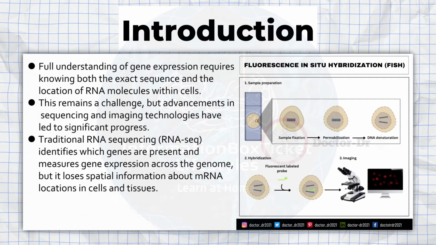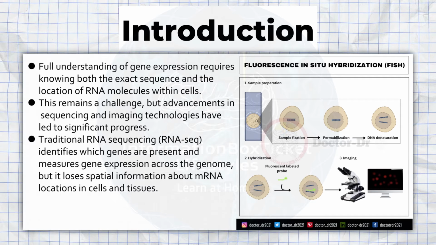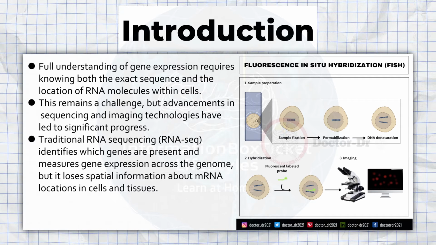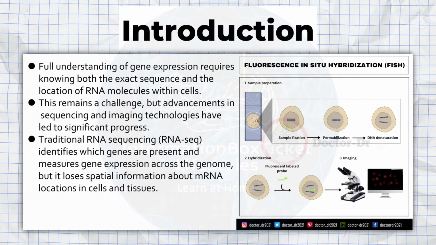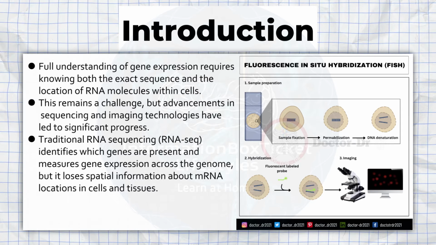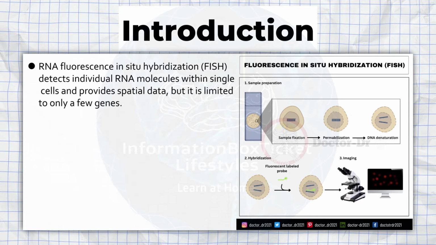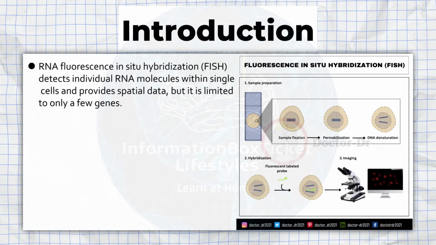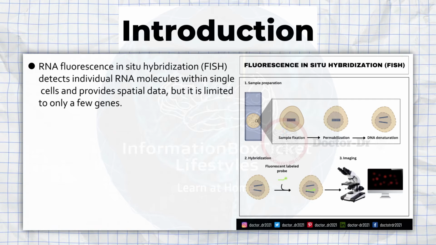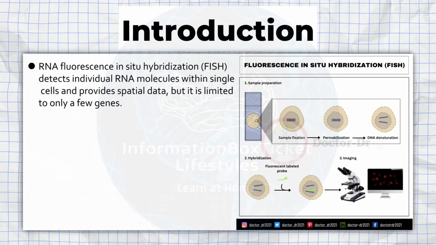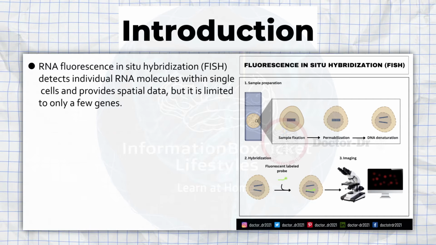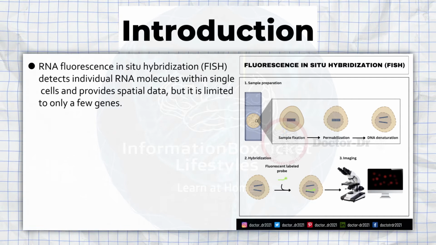Traditional RNA sequencing identifies which genes are present and measures gene expression across the genome, but it loses spatial information about mRNA locations in cells and tissues. RNA fluorescence in situ hybridization detects individual RNA molecules within single cells and provides spatial data, but it is limited to only a few genes.